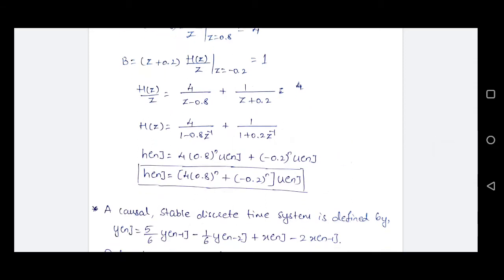Writing this equation, sending z to the other side and writing this equation for the negative powers of z, h of z can be written as 4 divided by 1 minus 0.8 z inverse plus 1 divided by 1 plus 0.2 z inverse. So writing the time domain equivalent terms, h of n will be equal to 4 times 0.8 to the power n u of n plus minus 0.2 to the power n u of n. Taking u of n common, impulse response h of n will be equal to [4 times 0.8 to the power n plus minus 0.2 to the power n] u of n.